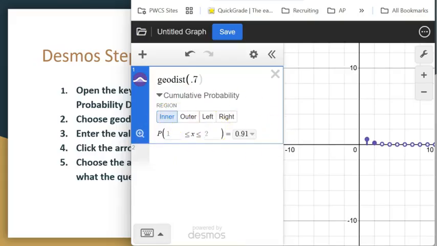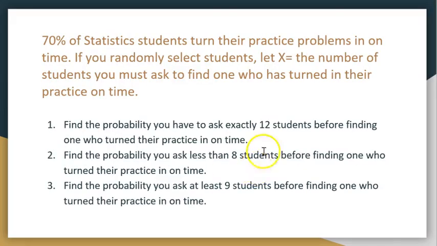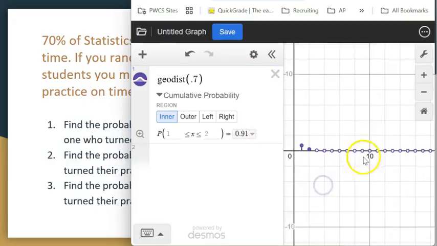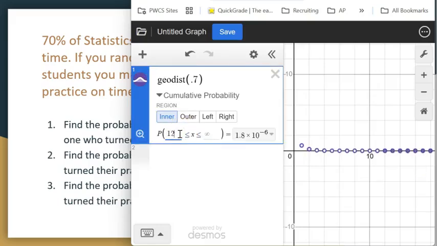Let's look at some examples. Find the probability you have to ask exactly 12 students. Just like we did with binomial, I can go to the number 12 and click on the circle and get the probability, or I can do enter and do 12 exactly. That number is basically 0, as you can see.